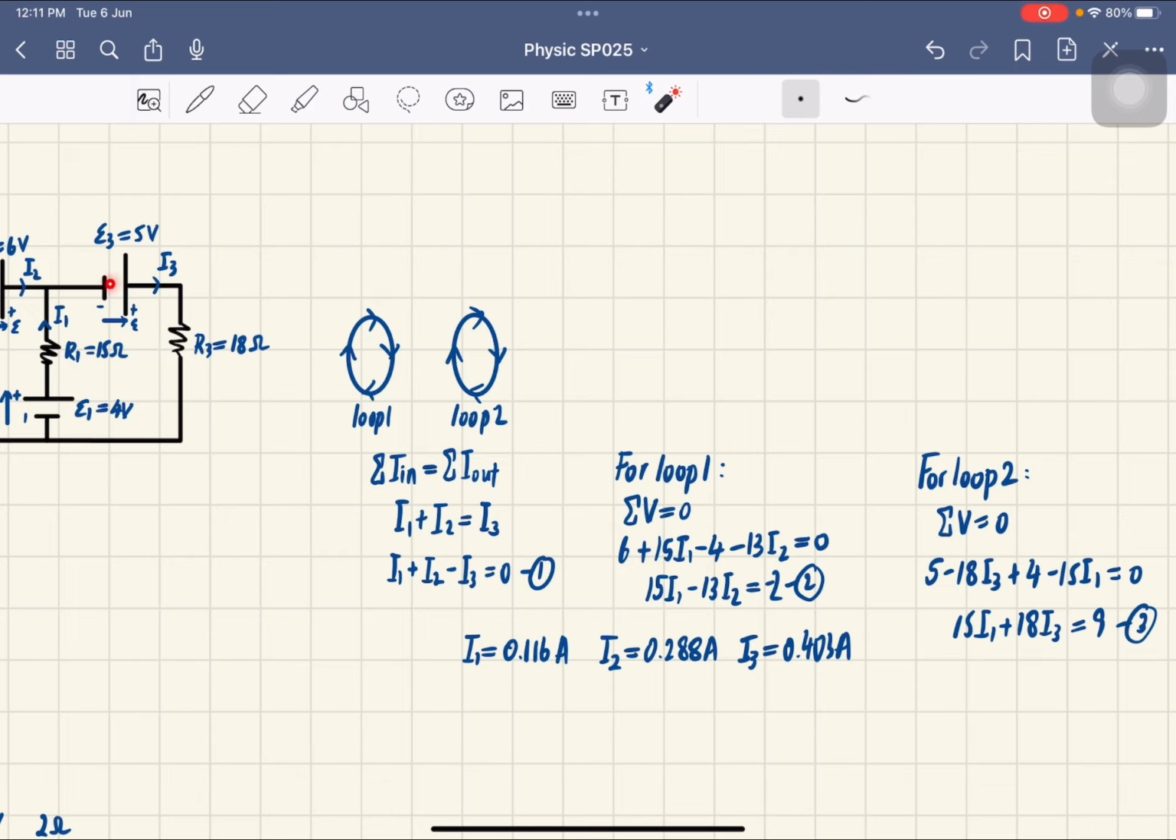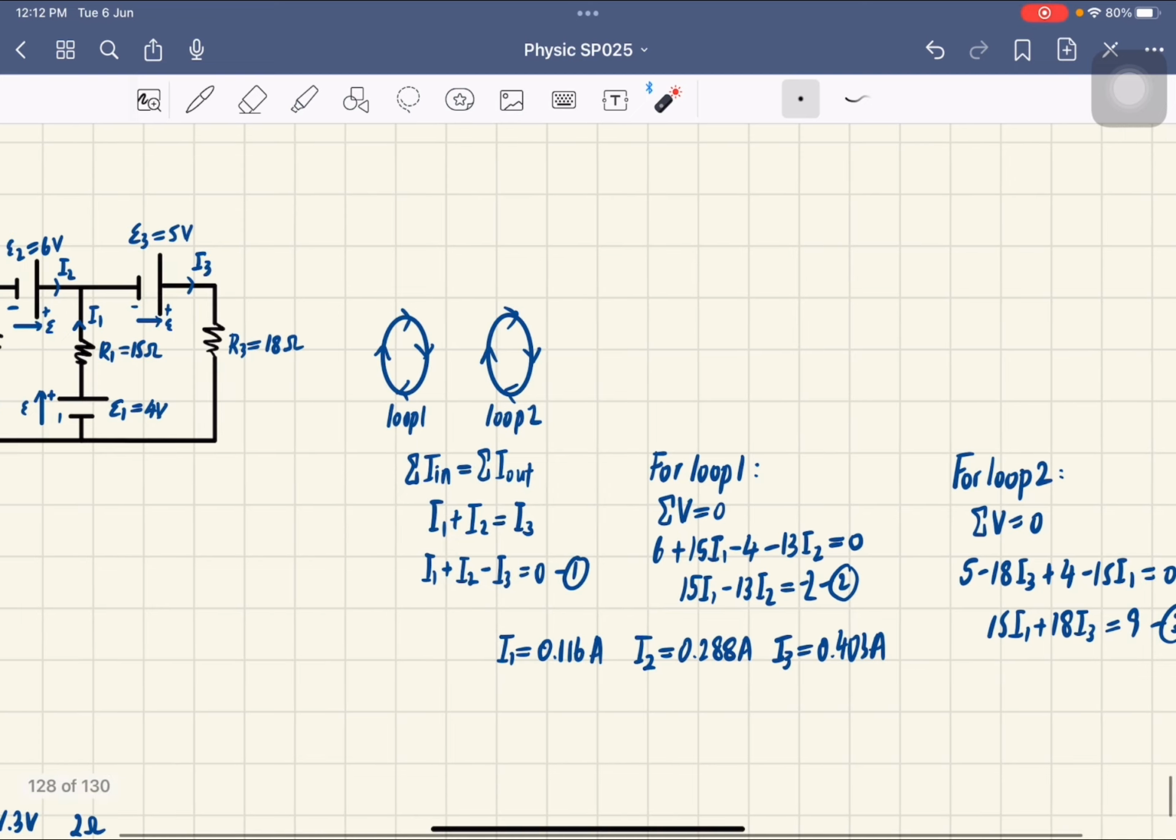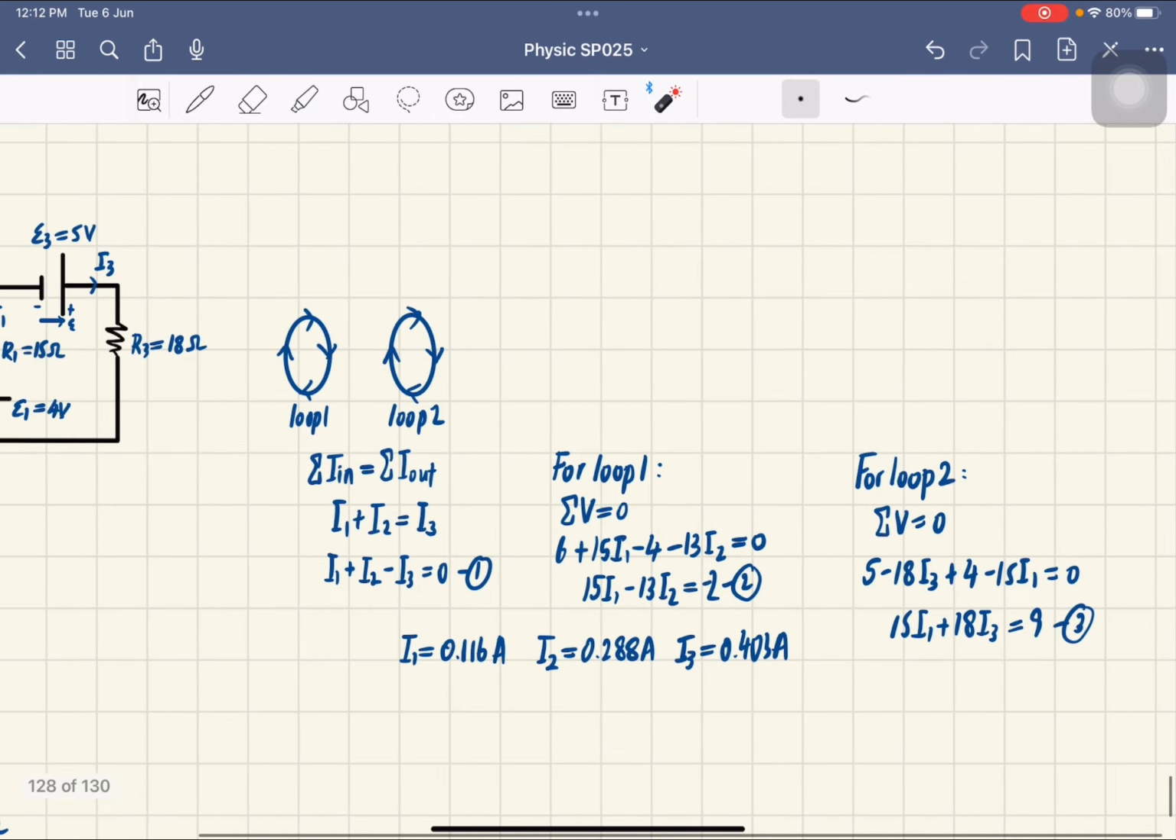Then for the second loop, we apply the same Kirchhoff's second rule, and we start from any point. I start from here, the third battery. Since the EMF direction is the same as the loop direction, we get positive 5. Then for the third resistor, the direction of current that passes through it is the same as the loop direction of the second loop, so we'll get negative 18 I3. Then for the first battery, the loop direction is the same as the EMF direction, so we'll get positive 4 volts.